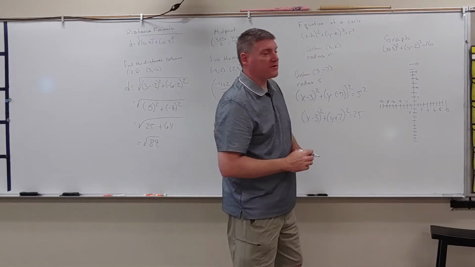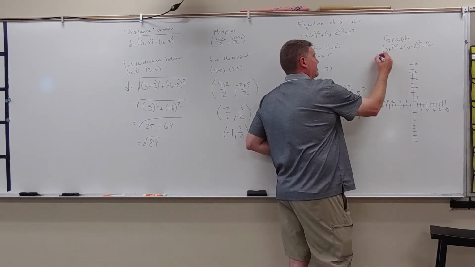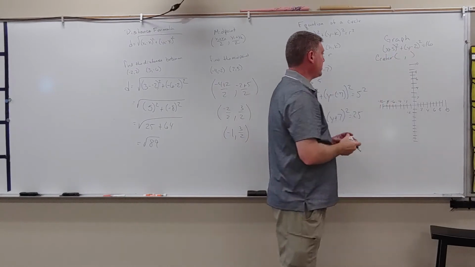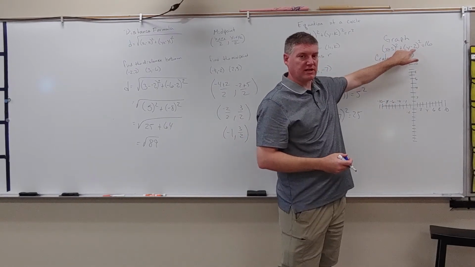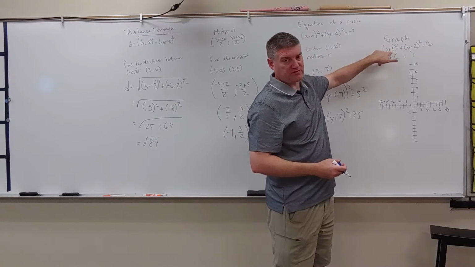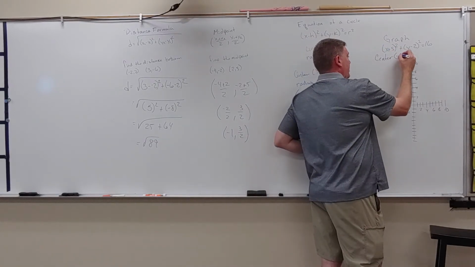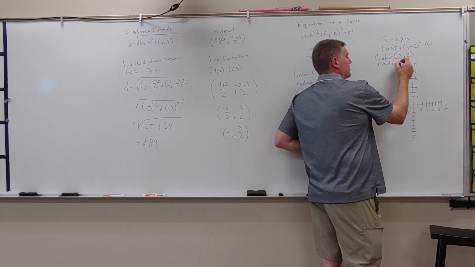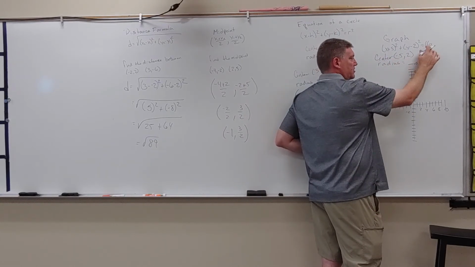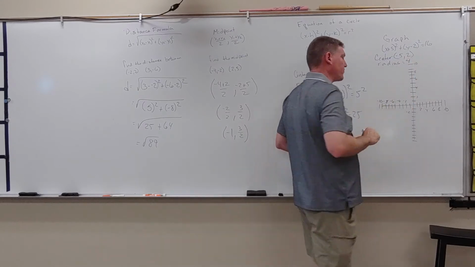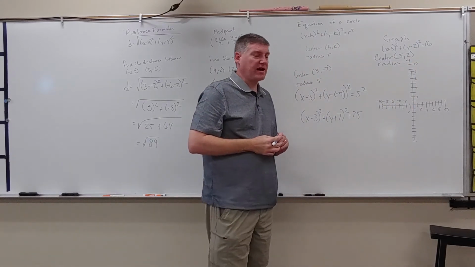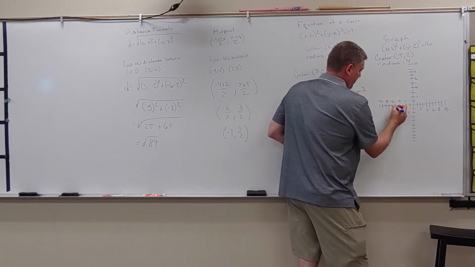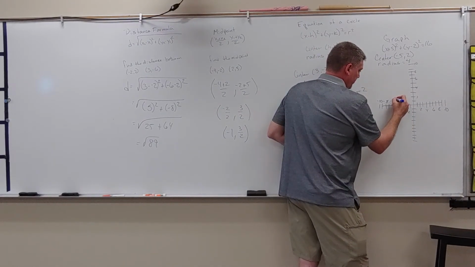The first thing I'm going to do when I'm graphing this is find my center. The center is what value is going to make this 0 inside here. So what plus 5 gives you 0: -5, and +2. And then I need my radius. My radius is the square root of that, so the square root of 16 is 4. So I'm going to plot my center at (-5, 2), so there's my center right there.